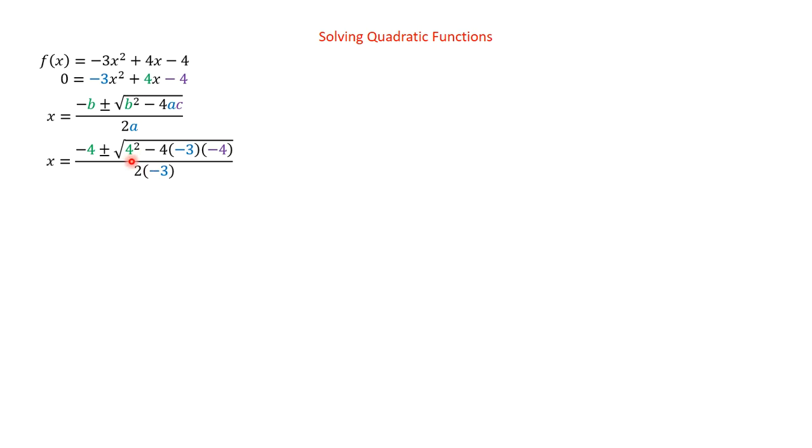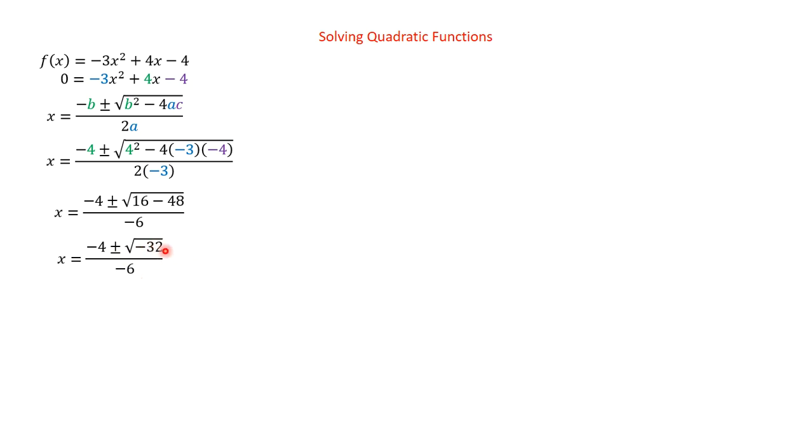Start inside the square root. We have 4 squared is 16. And we have negative 4 times negative 3 times negative 4, which is negative 48, and then over negative 6. 16 minus 48 is negative 32. So you have negative 4 plus or minus the square root of negative 32 over negative 6.